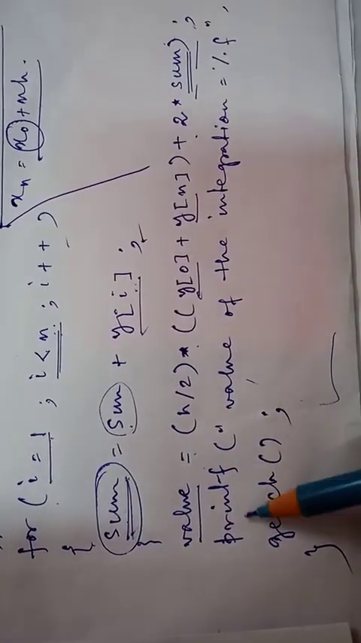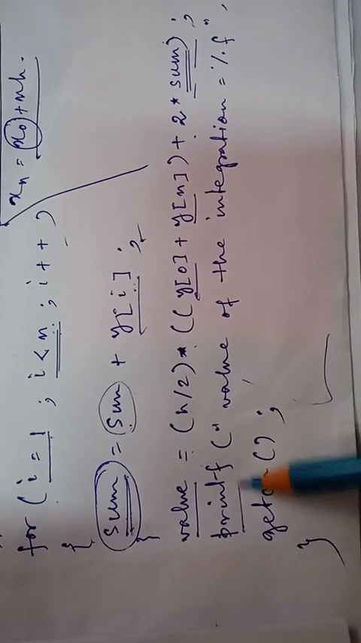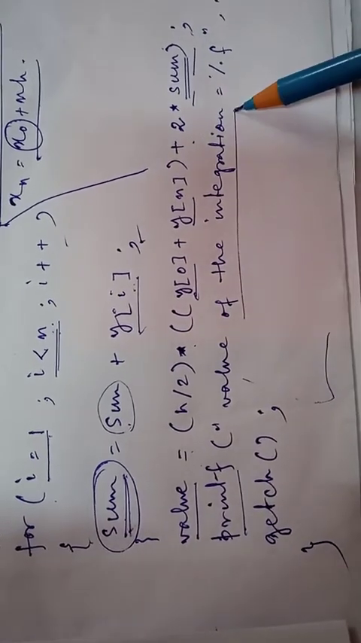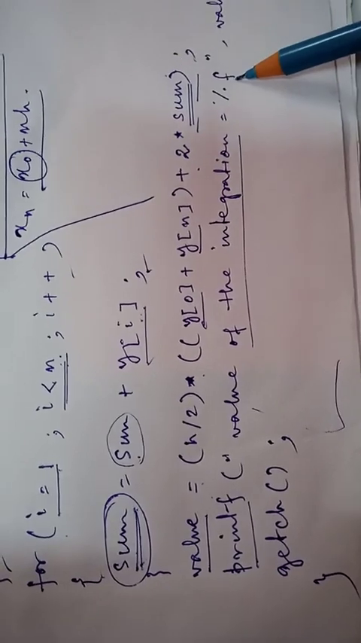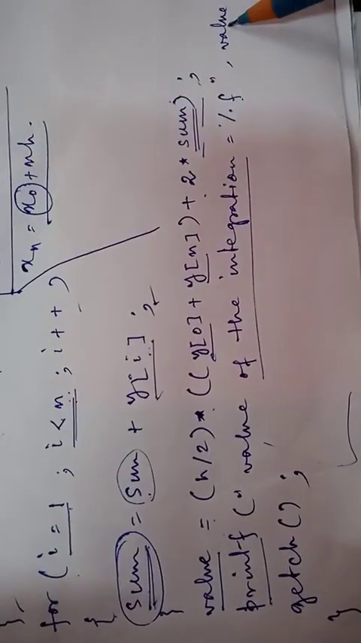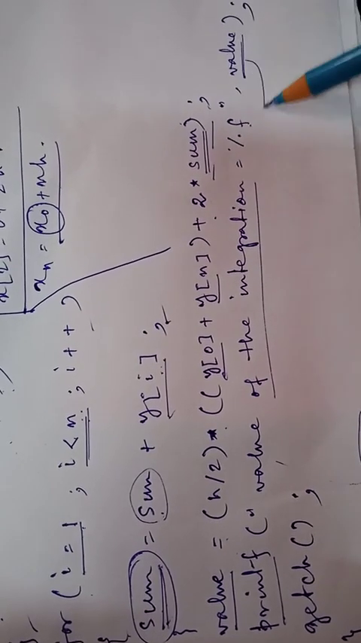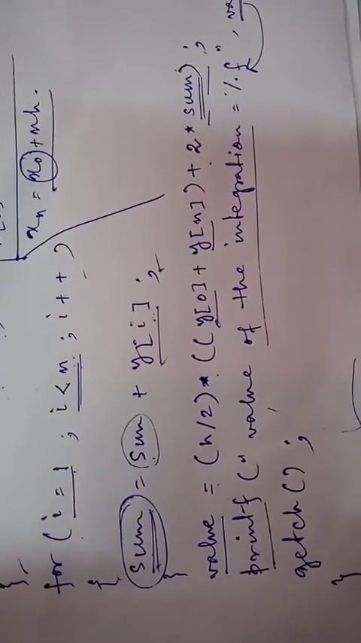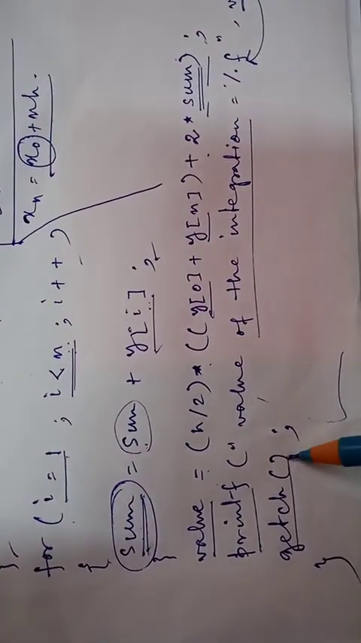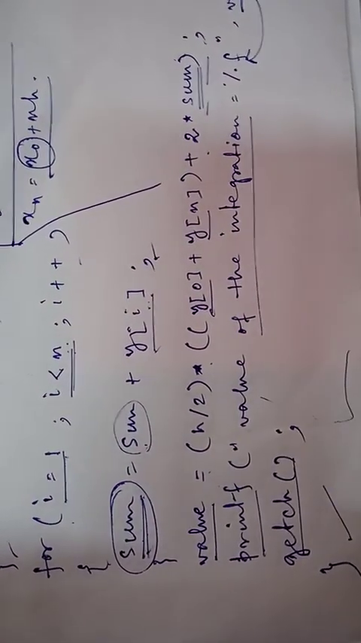Okay, now applying the print function, which is printf, value of the integration is %f, and the value variable will give you the value of the integration. So that value will be printed over here. Okay, that is the end. Use the getch command, closing the bracket.